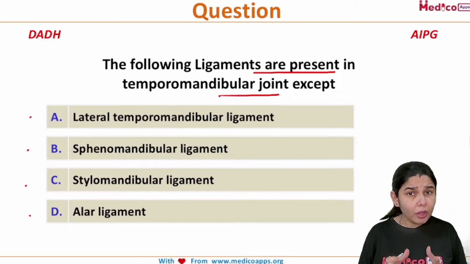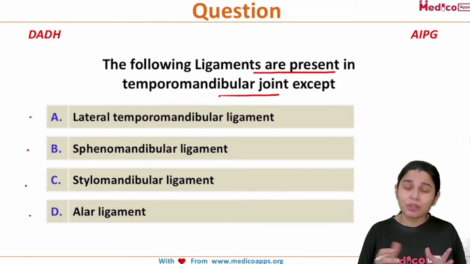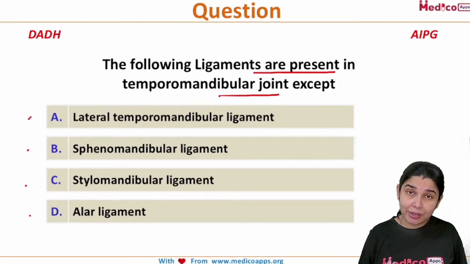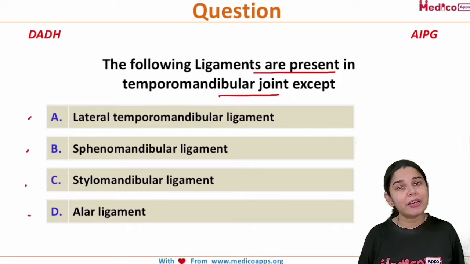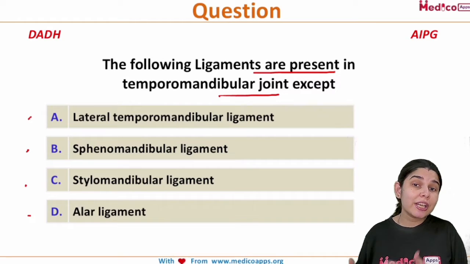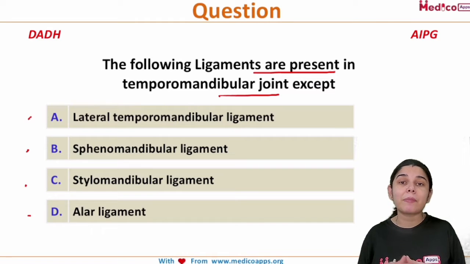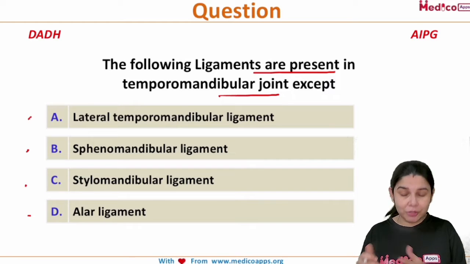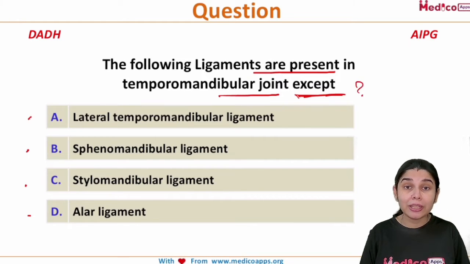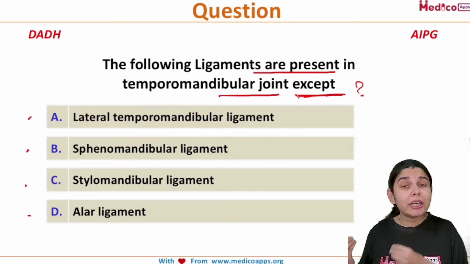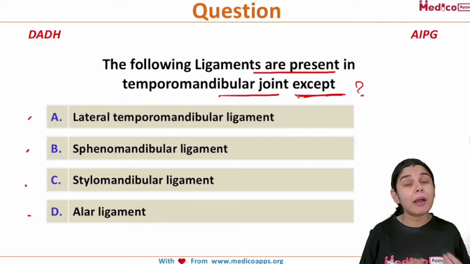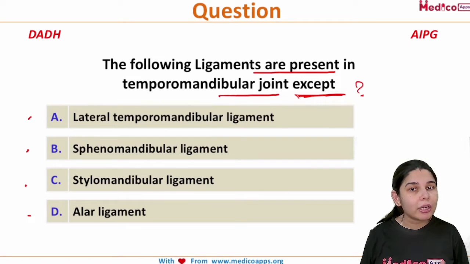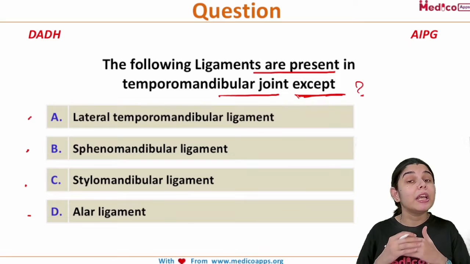So let's see what the names are, and we have to know this. The options here are: A, the lateral temporomandibular joint ligament; option B, sphenomandibular ligament; option C, stylomandibular ligament; and option D is alar ligament. You need to firstly know what ligaments are present in the TMJ, and then automatically you will be able to eliminate the wrong option, because the question is asking you about the except. That means the other three are ligaments of the TMJ, but one of them is not.